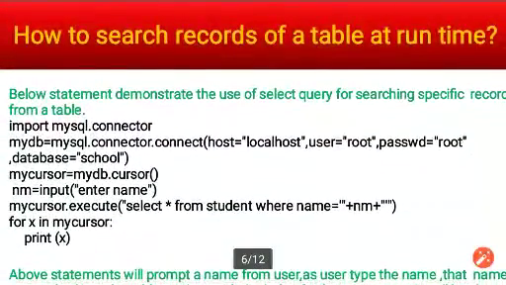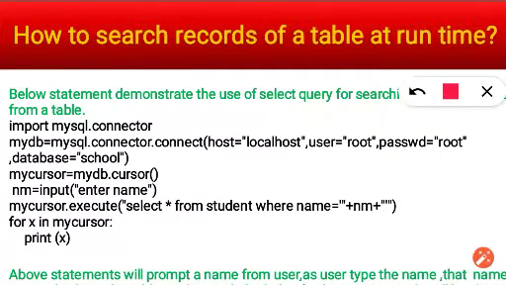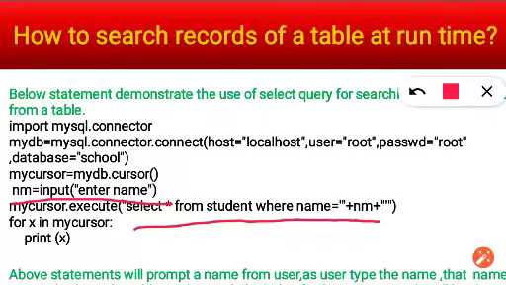Now how to search? For searching, we will be using our select command. Over here you can see we will be using the select command where name equal to plus nm plus. Why plus nm plus we have used? This is the way we have to use a variable. Just see, it is a user interface. We have written nm equal to input enter name, because it is a string, so we haven't used any other data type.